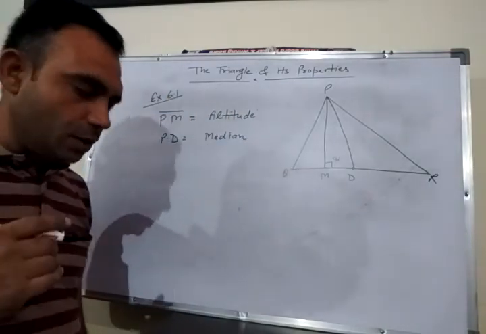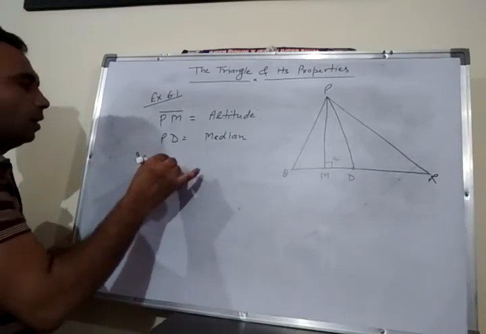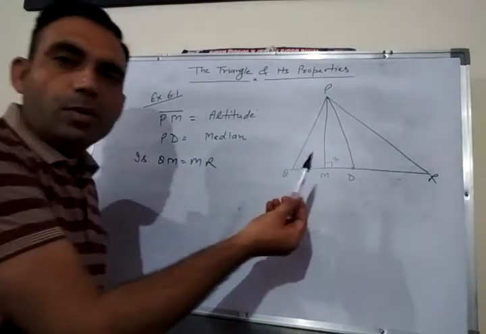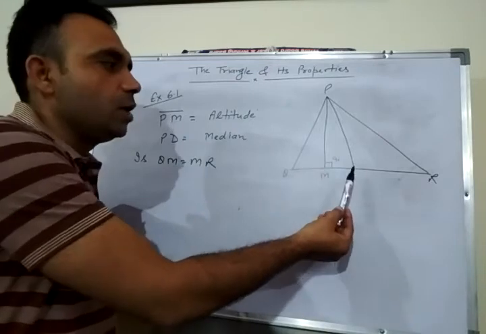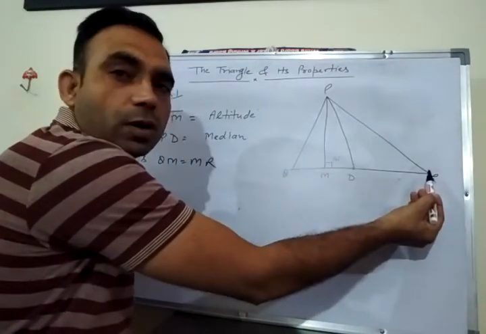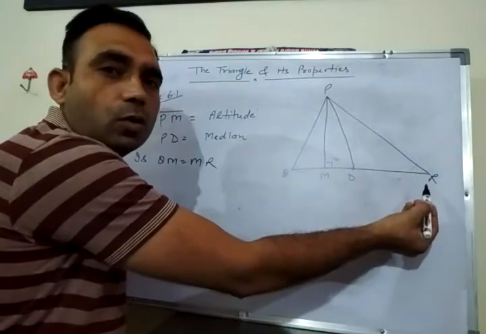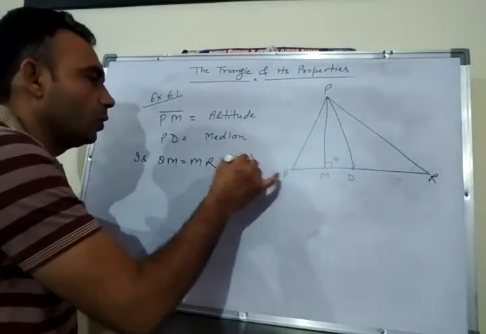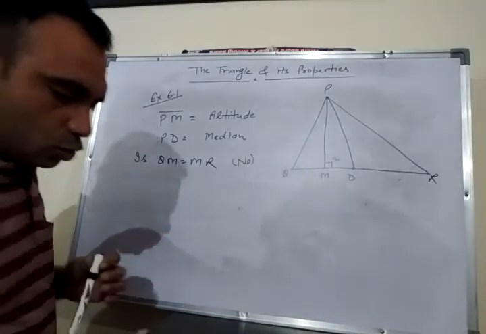And also asked, is QM equal to MR? Is M the midpoint or not? No, M is not the midpoint. What is the midpoint? D. If the midpoint is D, then QD is equal to DR. Because M is not the given midpoint, QM is not equal to MR. No. Now question number 2.